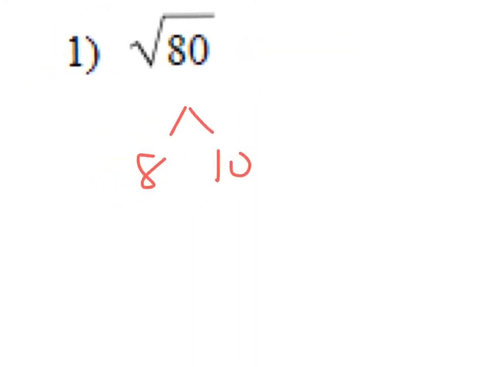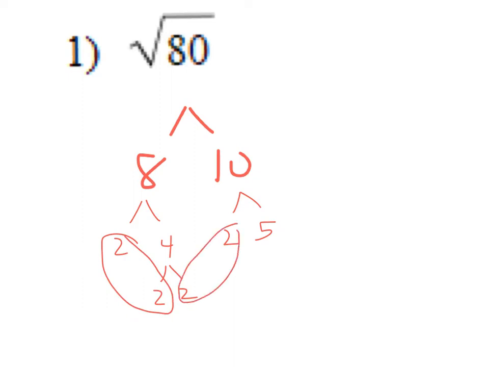And then 8 will break down to 2 and 4, and 4 will break down to 2 and 2. On 10, you're going to get 2 and 5. Again, look for pairs. Pair them up and move them out. So 2 times 2 is 4. Remember, these move to the outside, so I get 4. And then this 5 right here at the end was left over, so I end up with 4 root 5.